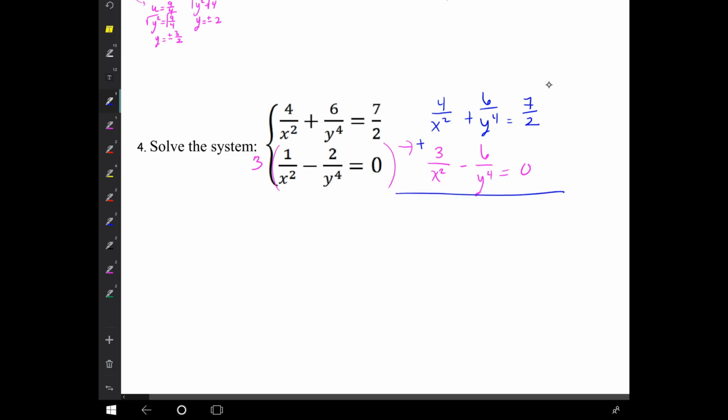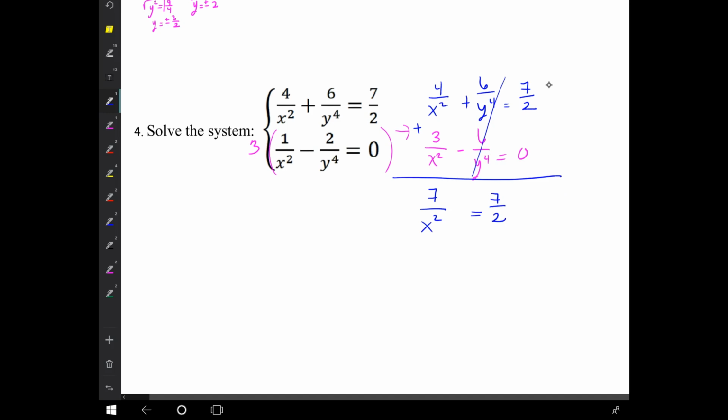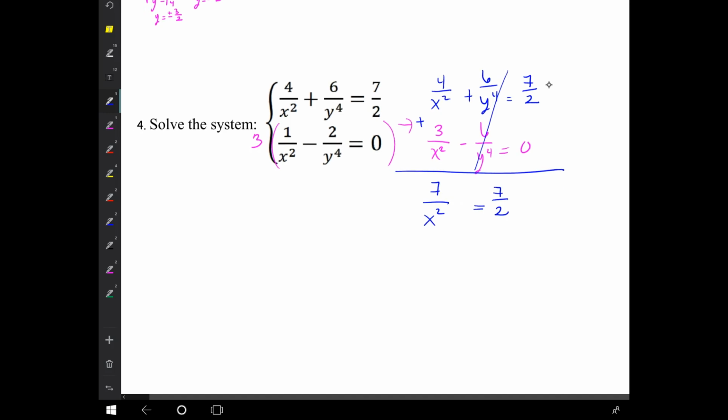What is 4 over x squared plus 3 over x squared? Yes, 7 over x squared. They have a common denominator, so we combine the numerators. 6 over y to the 4th minus 6 over y to the 4th is 0, and 7/2 plus 0 is 7/2. Yes, how do we do that? How do you guys get that?